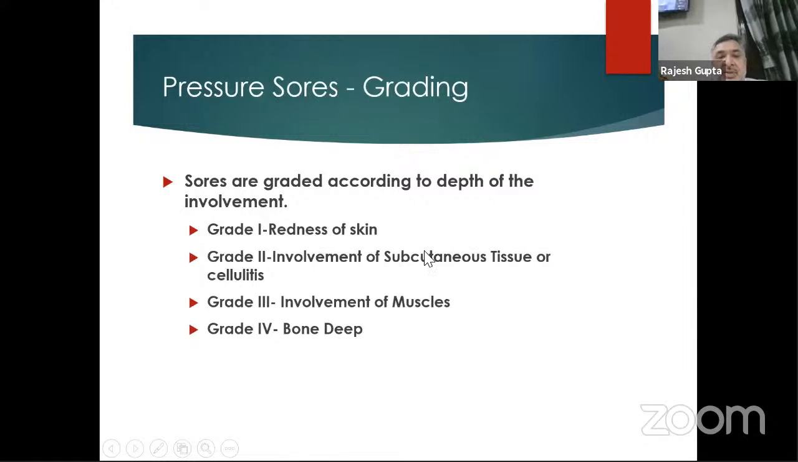Now, pressure sores are graded. Grade 1, redness of the skin. Grade 2, involvement of the subcutaneous tissue or cellulitis. Grade 3, involvement of the muscles. And grade 4, it is bone deep.